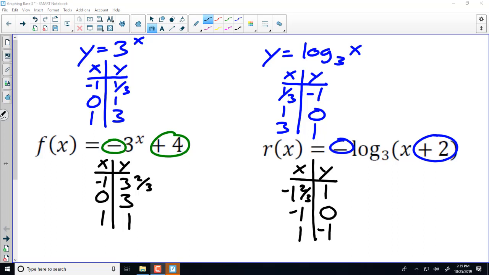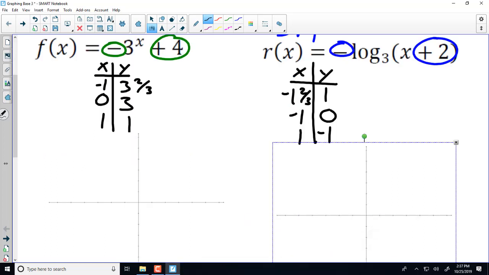Now we can plot these points and figure out what the graph of this adjusted exponential and this adjusted logarithmic function looks like. All right, so we'll graph f of x first. I'm going to plot my three ordered pairs here, so negative 1, 3 2/3, right around there. 0, 3, right around there, and 1, 1, right around here. Now what happened, everyone, was the graph flipped over and shifted up 4 units. So what we actually have is a horizontal asymptote right here at y equals 4, and the graph looks like this.